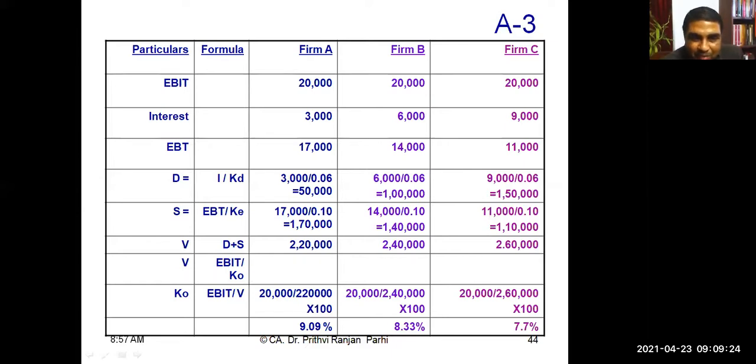But did you understand why it happened? It happened because I reduced the overall cost. How did I reduce the overall cost? Because I substituted equity with debt. Equity was 10%, debt was 6%. So I removed equity and added some debt to it.